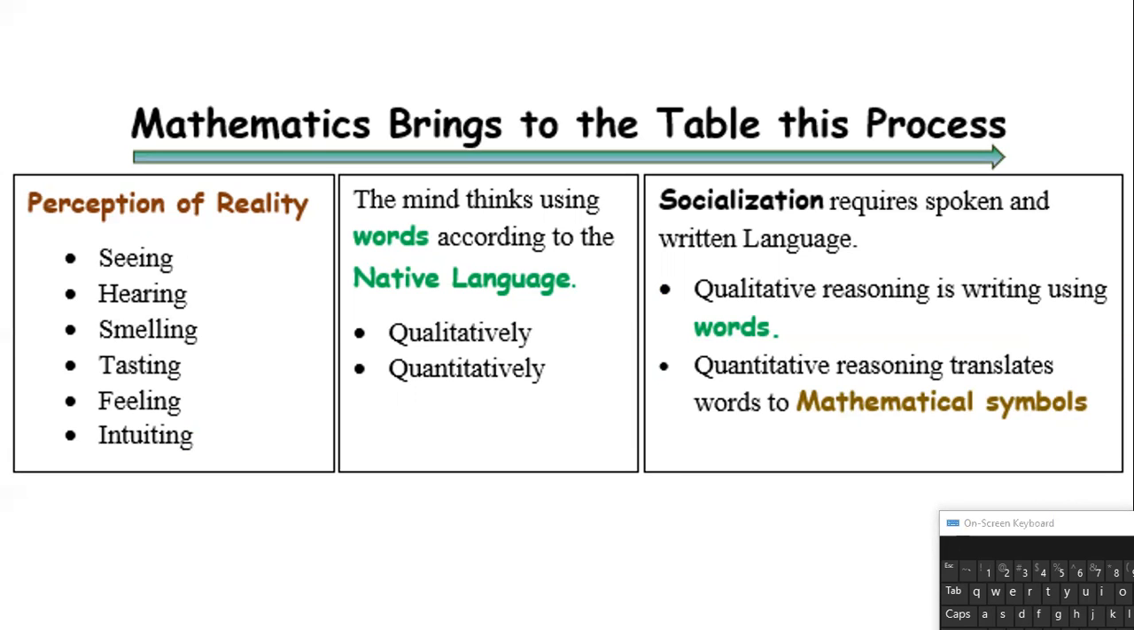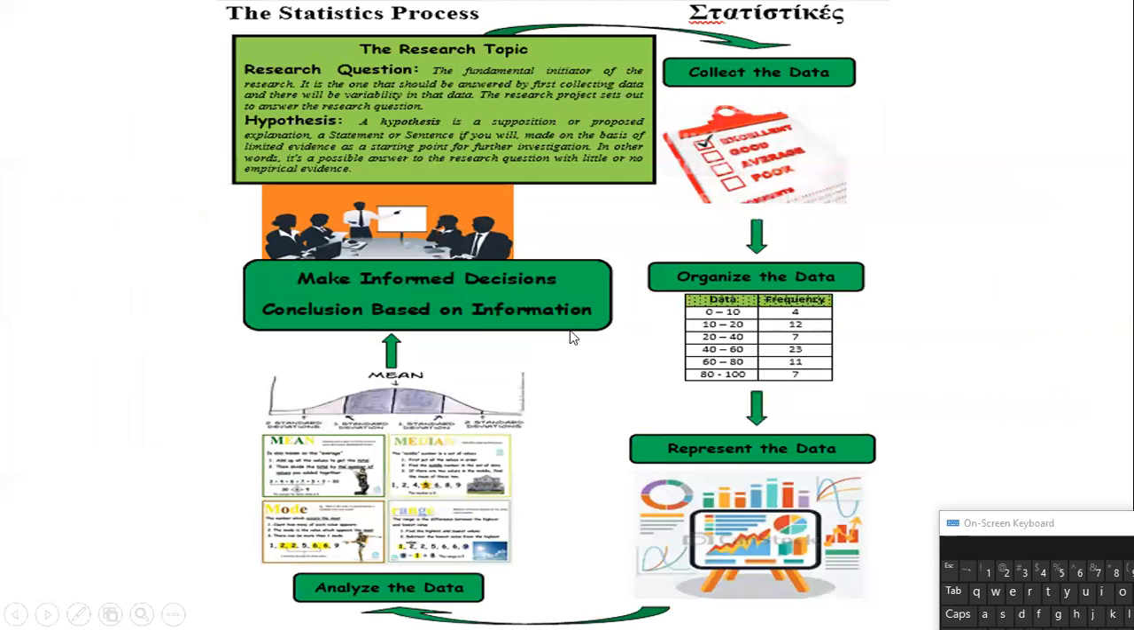Qualitatively, colors and so forth, texture, and quantitatively, how much, or what it costs, and so forth. And then to socialize now requires spoken and written language. So your qualitative reasoning is writing using words, okay, a brown book and so forth. Quantitative reasoning now translates those words using mathematical symbols. Okay, so that's why maths can be viewed as a language, you see, a translation from words to symbols. And specifically here, we are doing statistics, okay?